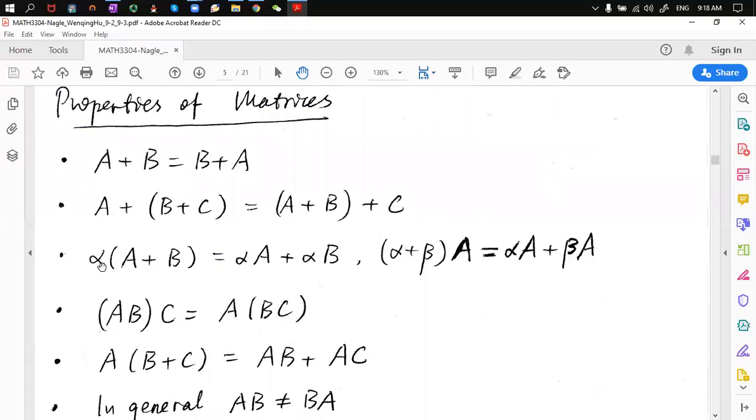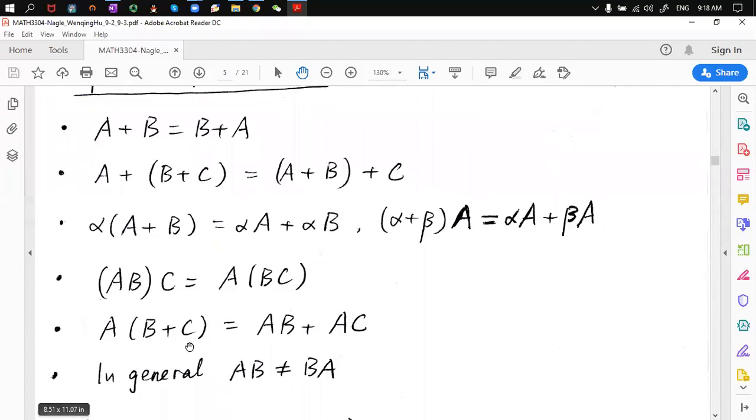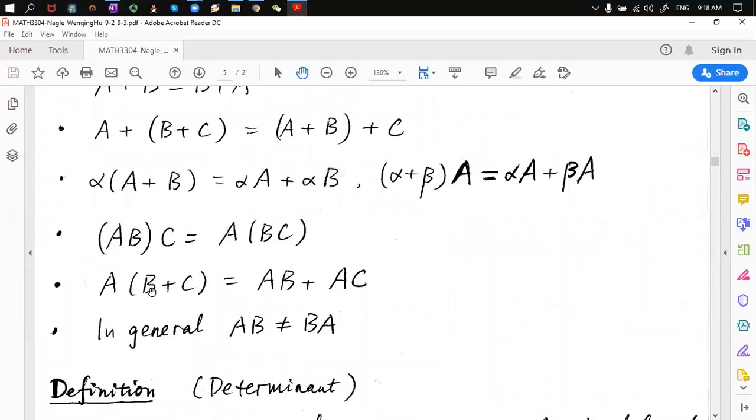Okay, so (A plus B) plus C is A plus (B plus C). The number alpha multiplied by (A plus B) is alpha A plus alpha B. (Alpha plus beta) multiplied by A is alpha A plus beta A. (AB) multiplied by C is A multiplied by (BC), associativity. This is like distributivity: A multiplied by (B plus C) is AB plus AC.